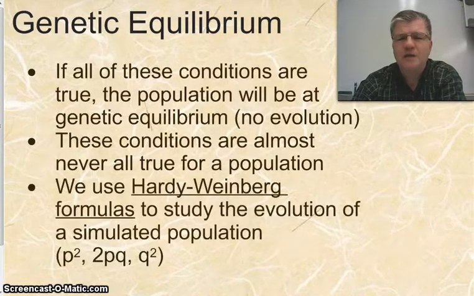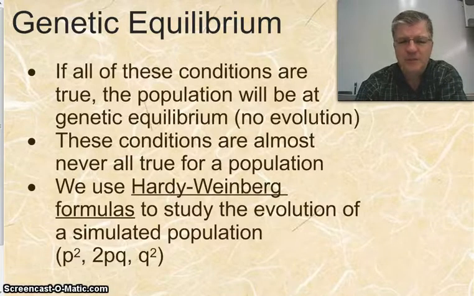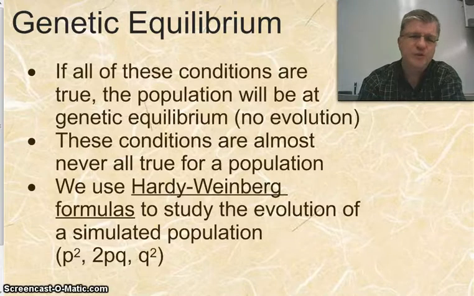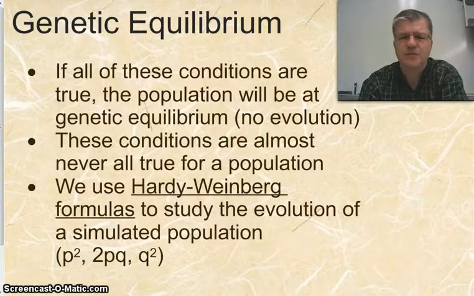Now you're going to hear Hardy and Weinberg's names in class a little bit more as we do some mathematical analysis of the allele frequencies in a population. We're going to use the Hardy and Weinberg formulas. We're going to be using some algebra. We'll be using terms p squared, 2pq, and q squared. That's something we'll be doing in class because it's going to take some practice to get used to how those problems work.